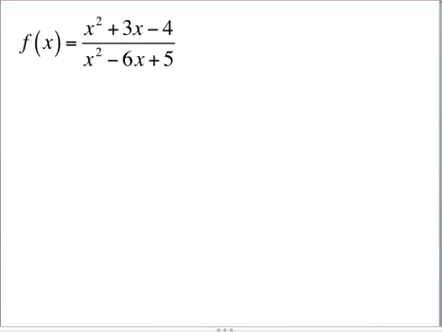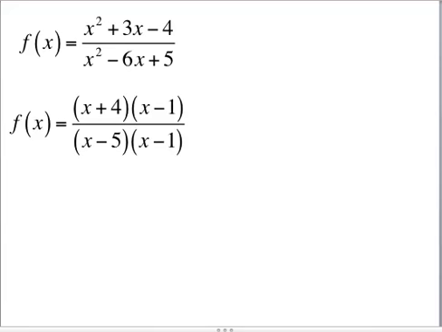So let's look at this example. We have a quadratic on top, a quadratic on the bottom. Polynomials in both positions. So this satisfies our requirement for a rational function. We're looking for vertical asymptotes. Vertical asymptotes are identified by finding out when is the bottom equal to 0. So looking at this, factoring the top, x plus 4 times x minus 1 is x squared plus 3x minus 4. X squared minus 6x plus 5 would be x minus 5 times x minus 1.